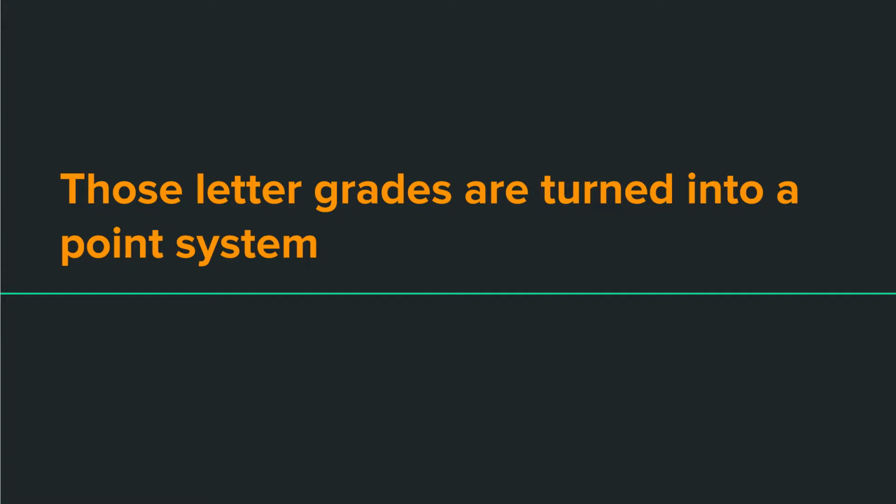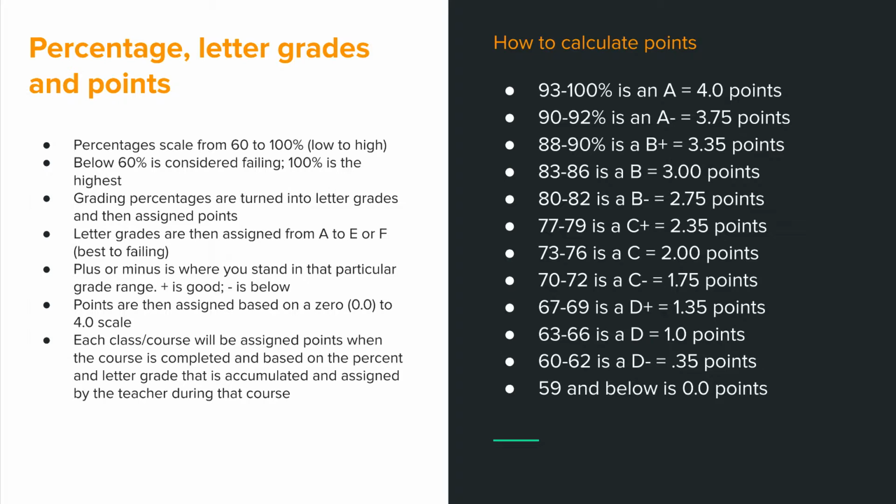Now those letter grades then are turned into a point system. Let's review for just a second. The percent scale for an American system is 60 to 100%. Below 60 in most schools is considered failing, and 100% is considered the highest grade you can achieve. Grading percentages are then turned into letter grades and then assigned points. Those letter grades are then assigned from an A to an E or an F, and plus or minus based on where you stand in that particular grade range.